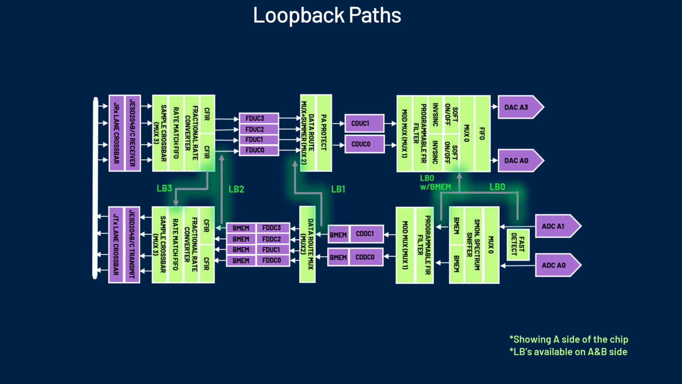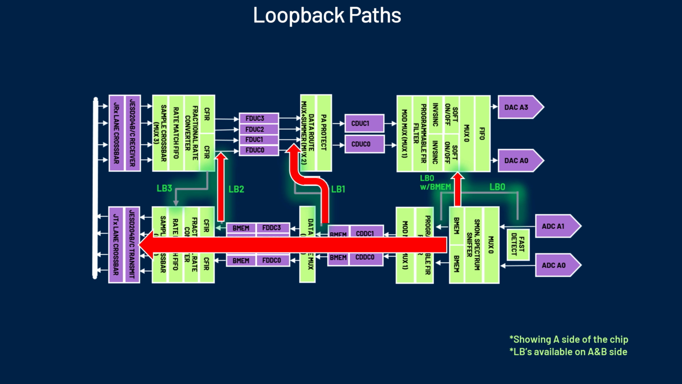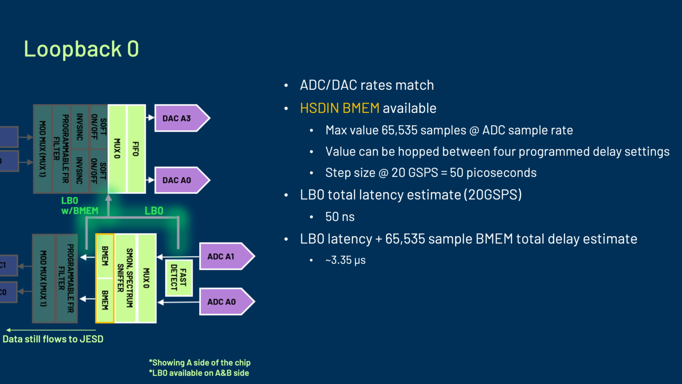For loopback 0, 1, and 2, latency is deterministic and the received data path is not interrupted, so ADC data still flows to JESD. The loopbacks provide lower latency than the traditional approach of implementing in the FPGA. Let's take a closer look starting with loopback 0.